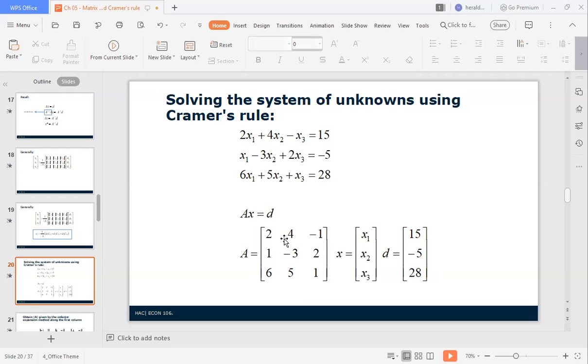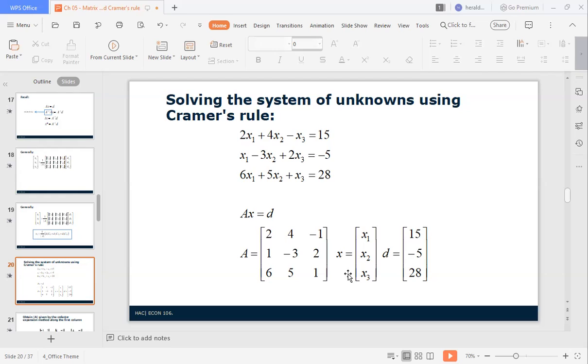Again, how did we arrive at the matrix of coefficients here? These are just your coefficients. Remember the definition of coefficients, class: it is attached to a variable. So that's 2, 4, negative 1, 1, negative 3, 2, 6, 5, and 1. That's our matrix of coefficients. We also have our matrix of unknowns, or what we are looking for in this problem, right here.